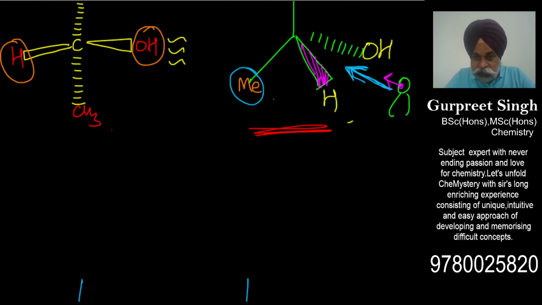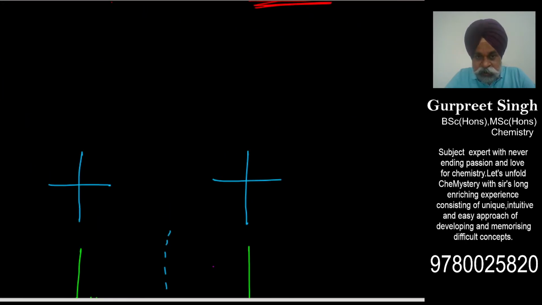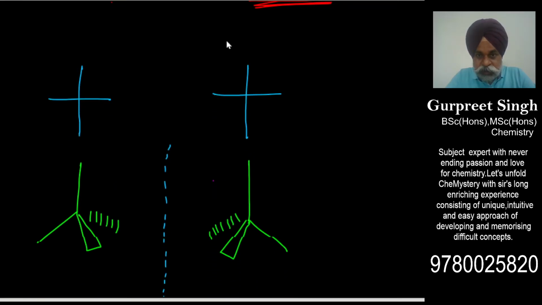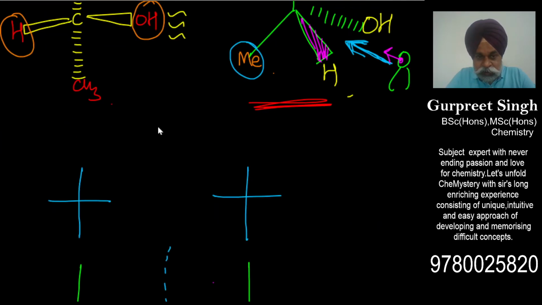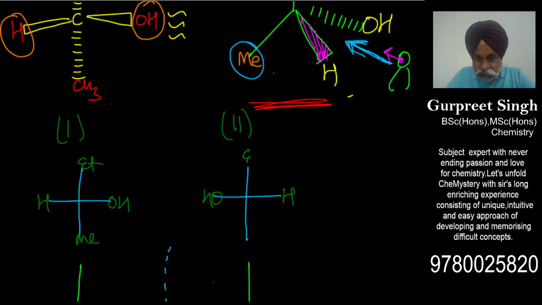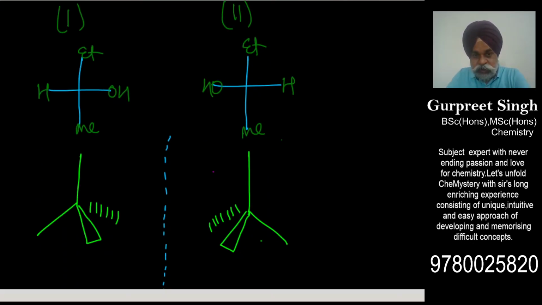Now what you are able to see here is that the examiner has given us the starting material as this one, where ethyl is here. If you could see, ethyl is here, methyl is here, and this is OH and this is H. This is projection number 1. And in the second structure in the reaction, they have just swapped OH with H. So if I now place it onto the 3D projection, it would look like this.